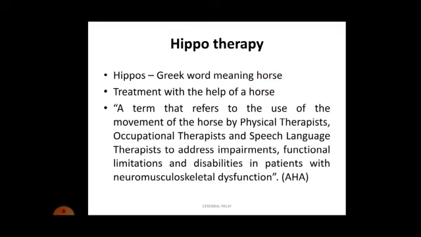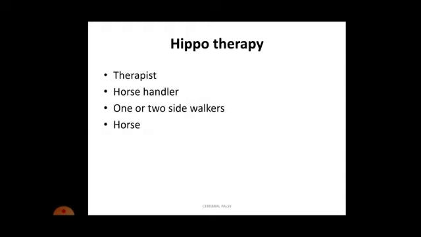So it is the term that refers to the use of movement of horse by either a physical therapist, occupational therapist, or speech language therapist to address impairments, functional limitations and disability in patients with neuromusculoskeletal dysfunction. Clear? So in hippotherapy we need one team. Only the therapist will not be sufficient.